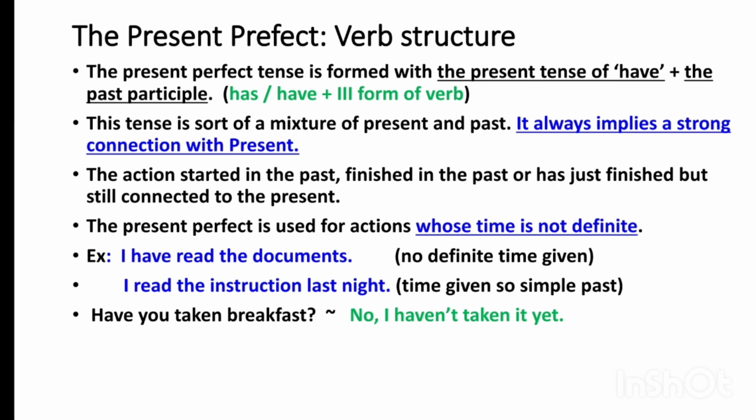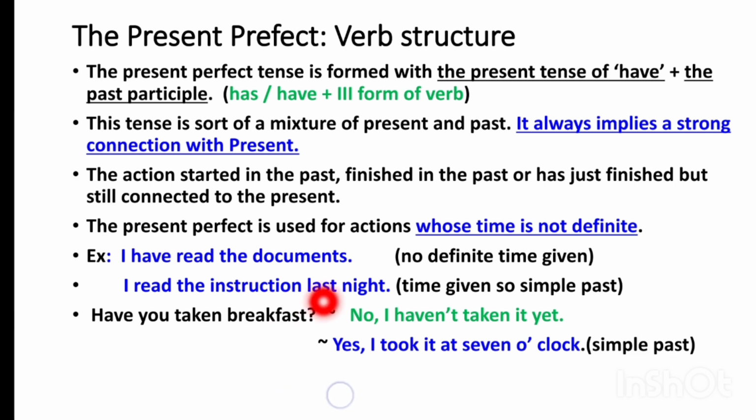Have you taken breakfast? No, I haven't taken it yet. And if you want to say yes, I took it at 7 o'clock, it means the time is mentioned here. I took the breakfast at 7 o'clock. Simple past is used because definite time is given. Yes, I had it with my friends. So here also time is implied because friends के साथ breakfast किया है तो definite कोई time तो निश्चित है ही. So I had it, had means I took it. I took it with my friends.